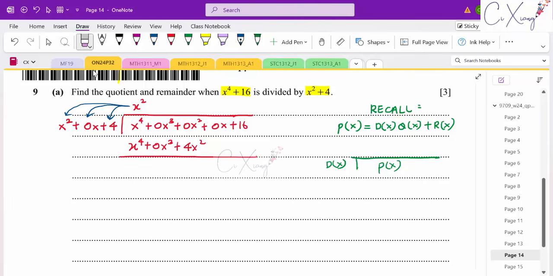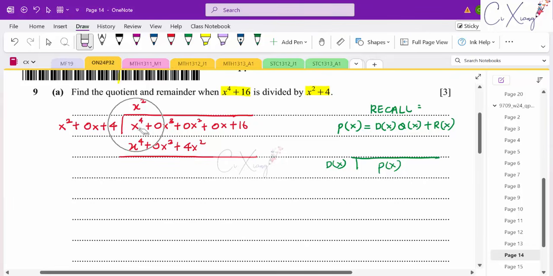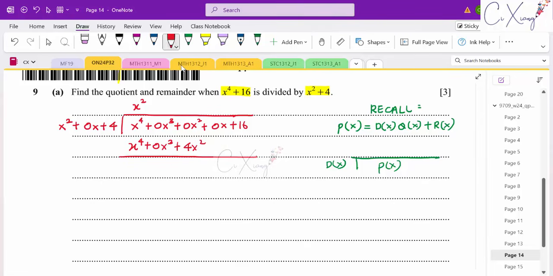Okay, so according to the long division we learned last time, maybe in primary school, we are going to take the term on top minus the term at the bottom. So this minus this, you get 0. This minus this, you get also 0. 0x squared minus 4x squared, you have negative 4x squared. Then bring down all the numbers on top.